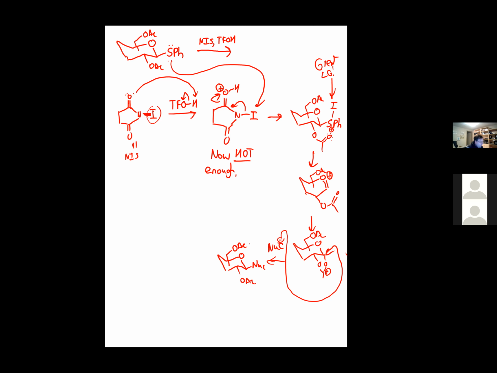There aren't actually a lot of ways to activate this. You do have some options. So instead of NIS, you can use the NIS TfOH, or you can use TMS triflate, which is basically the same thing, except you switch a silicon group for a hydrogen, but still a really strong acid. Or you can use NBS TfOH or NBS TMS triflate, and that's about it.